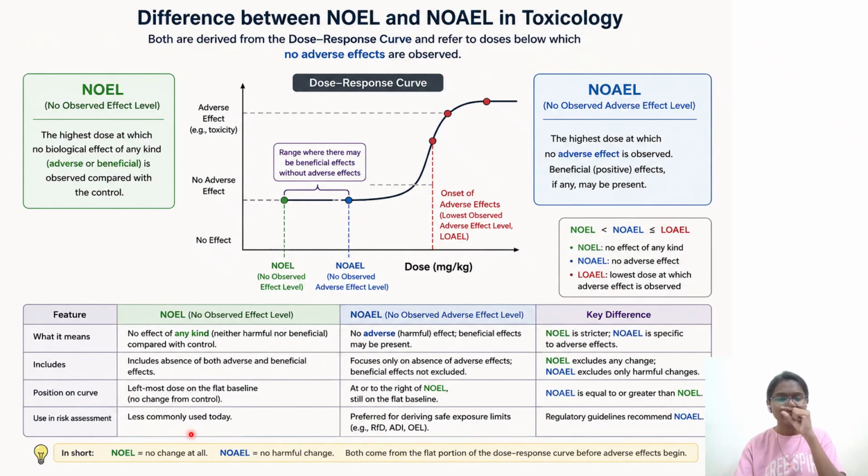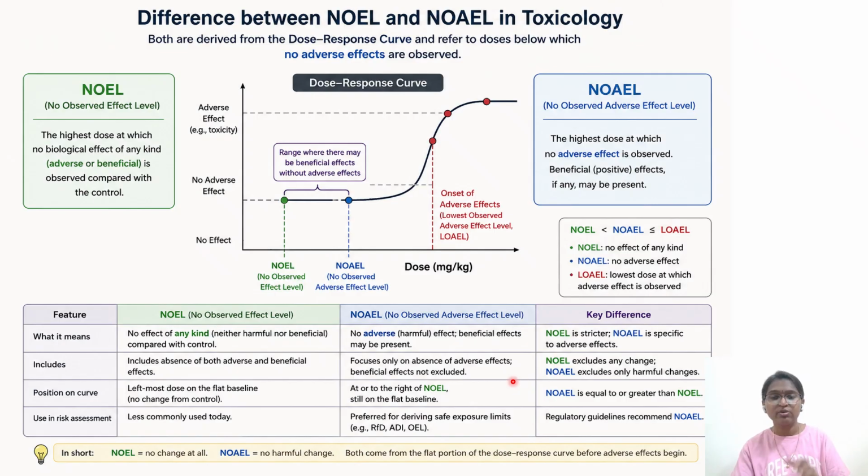Considering the application in the case of risk assessment, NOEL is less commonly used today. As I told you, if you see the pre-GLP studies, in that type of studies you'll be coming across NOEL. Or certain times in the case of those 2-year carcinogenicity studies, in that you'll come across this NOEL rather than NOAEL.